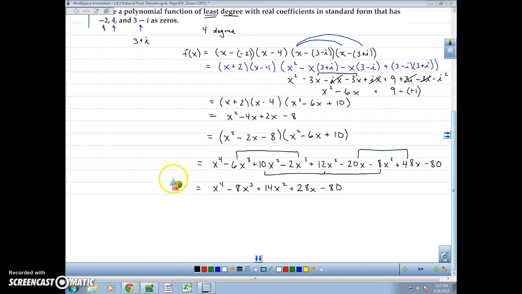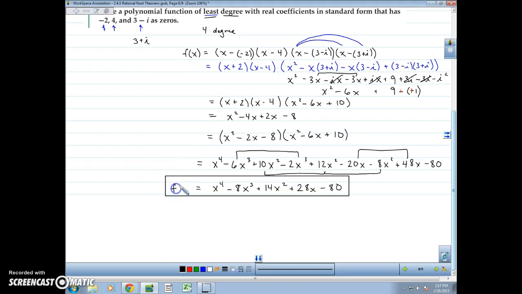Okay. So there is our polynomial function of lowest degree with all of our factors multiplied out. That's your answer. And again, this could be multiplied by some constant. So if you wanted to, you can multiply by any constant a as well, and it would still have those same factors. But you don't have to do that. You can just leave it in its simplest form.